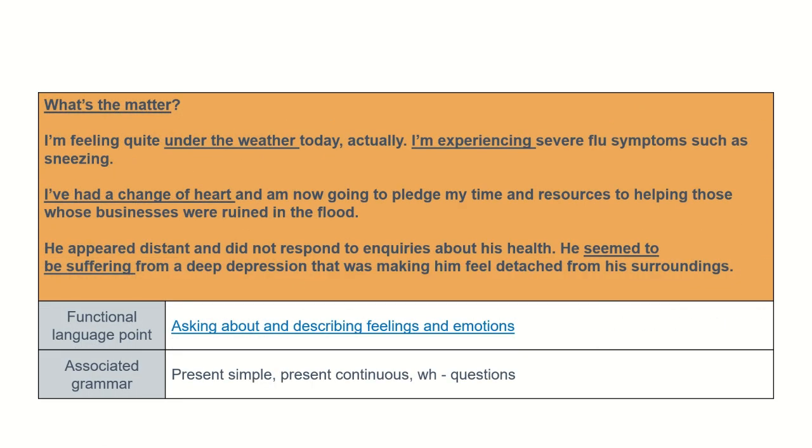The third one that we have is asking about and describing feelings and emotions. So, what's the matter? Under the weather today, I'm feeling quite under the weather today. I'm experiencing. To talk about your feelings, I've had a change of heart. All these expressions are used to talk about feelings and emotions. He seems to be suffering. It's a good idea to use these phrases if you are expressing your feelings and emotions.